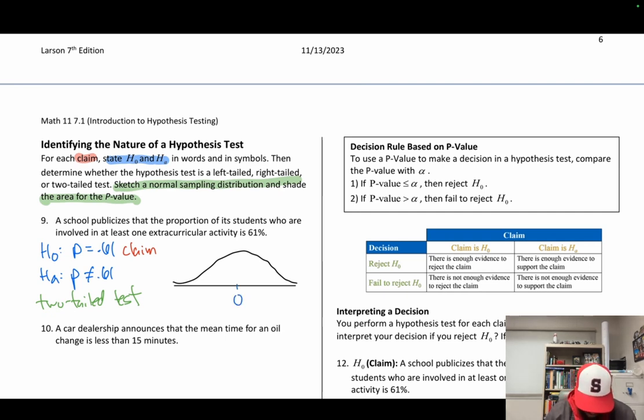Zero, because we've normalized it, and two-tailed test. And remember that this is 1/2 of p, and this is also 1/2 of our p-value.